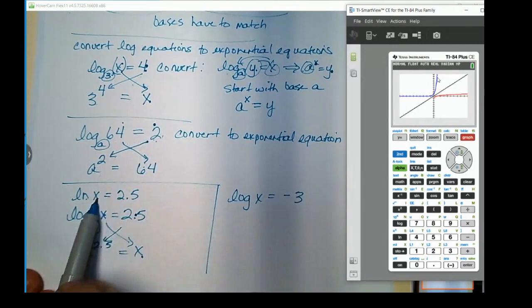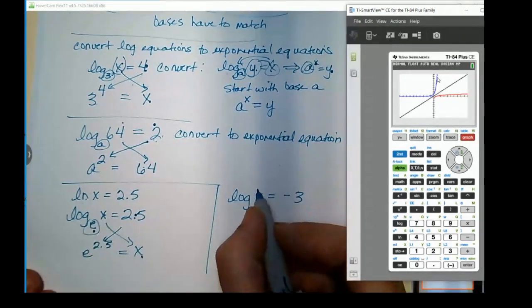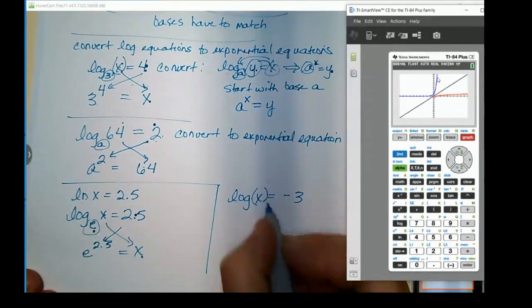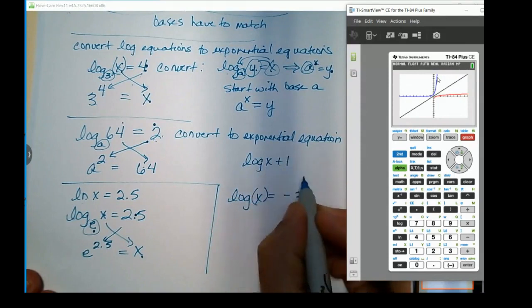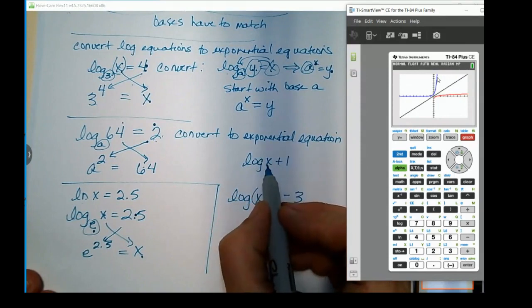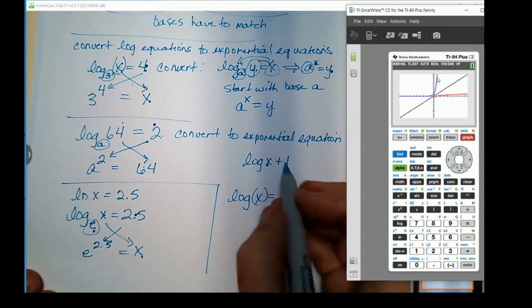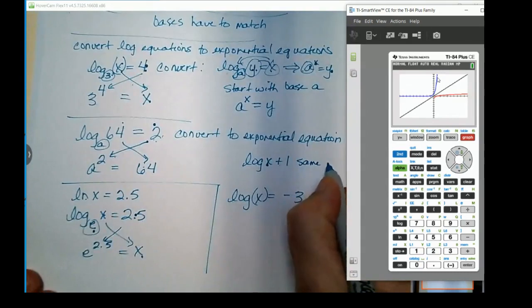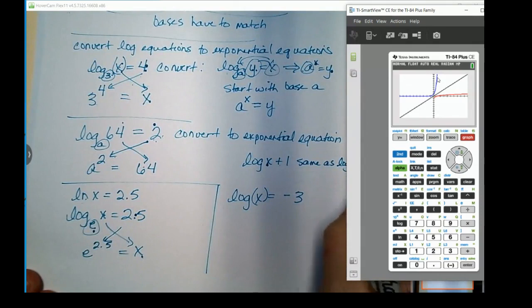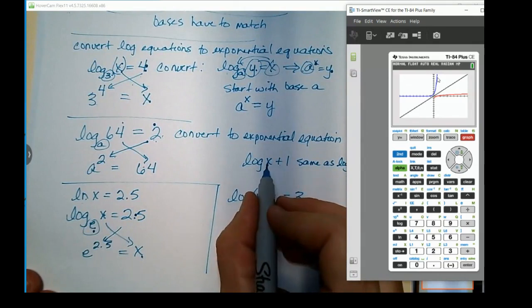Notice on all of these, I'm not putting in the parentheses. You can put the parentheses in if you want to, but you don't necessarily have to. It's just that if there's no parentheses, then if we had something like this, only the thing that comes right after the log is included in the log. So this would be the same as the log of x, plus 1. That means the 1 is actually outside of the log.